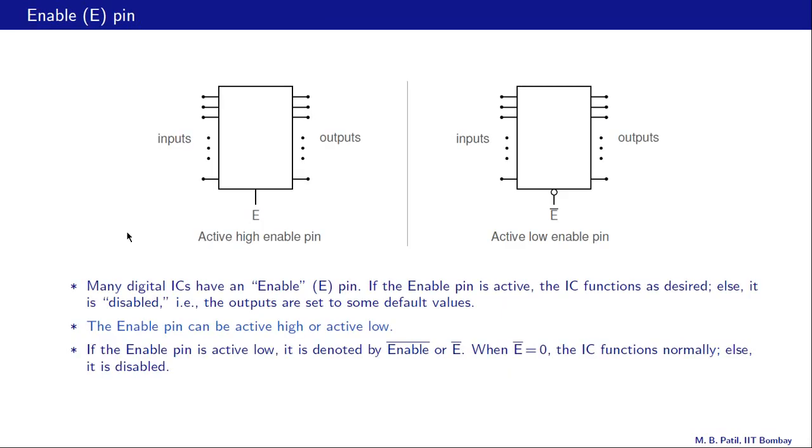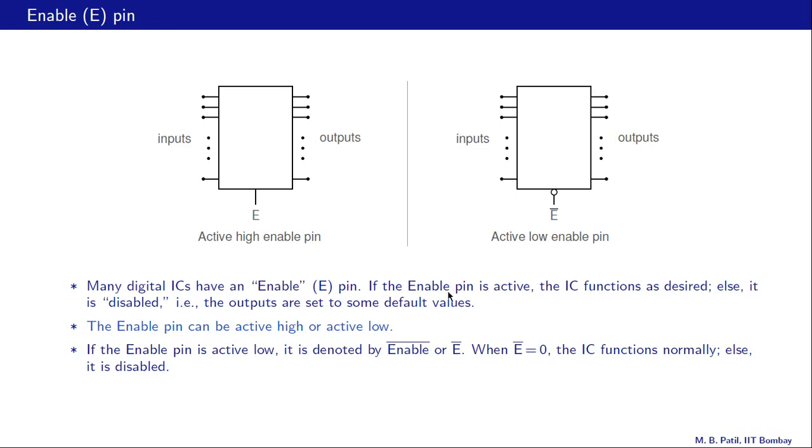Let us now discuss something called the enable pin, which is very common in digital circuits. Here is an example. We have an IC with some inputs and some outputs, and then there is this pin called the enable pin or E. In this case, it is an active high enable pin. Let us see how it works. If the enable pin is active, the IC functions as desired. For example, if this is a multiplexer and this enable pin is 1, then this IC will actually function as a multiplexer.